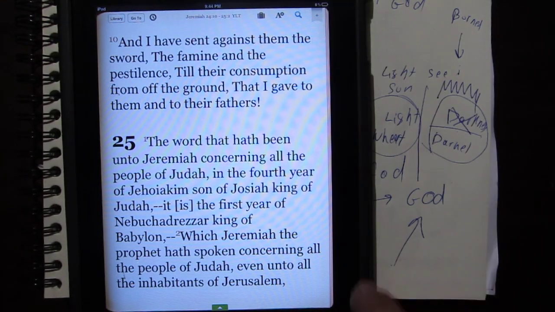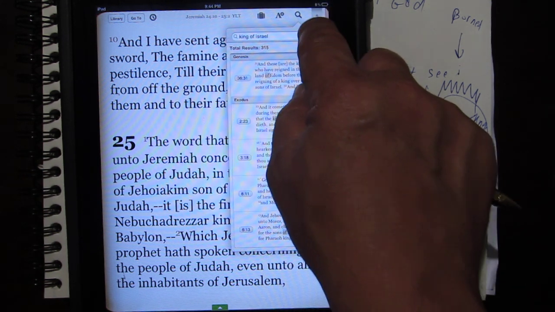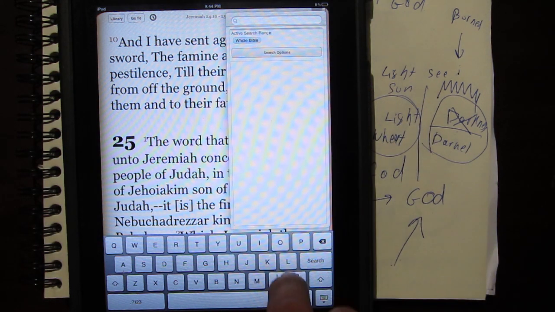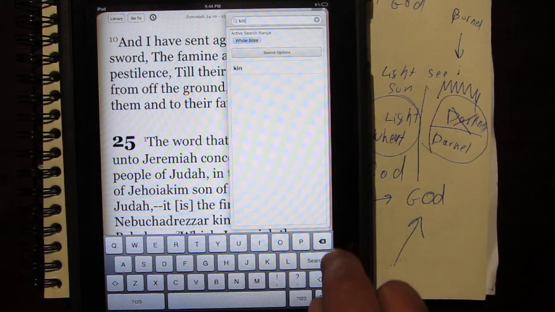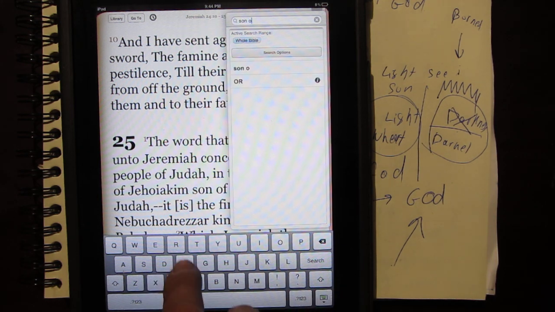Now we're going to go for Son of God, and we're going to look at some interesting places and see how that fits. In fact, in King of Israel, and let's do Son of God. So, Son of God.